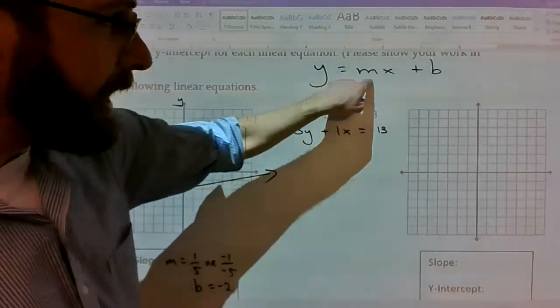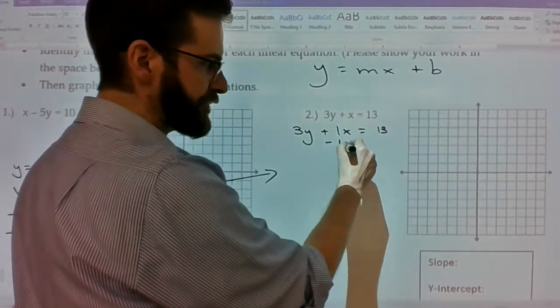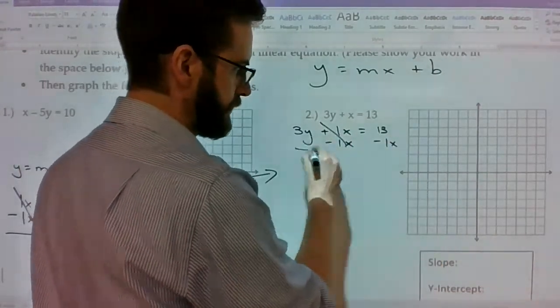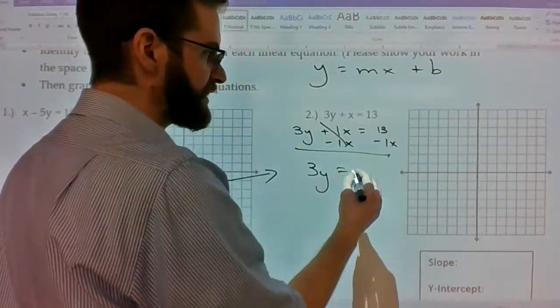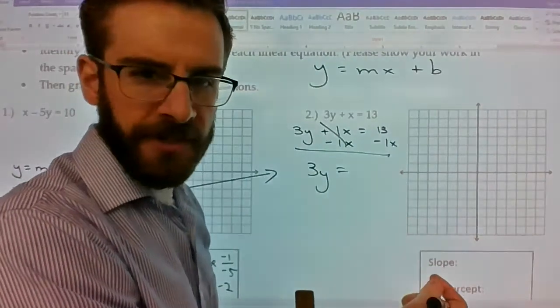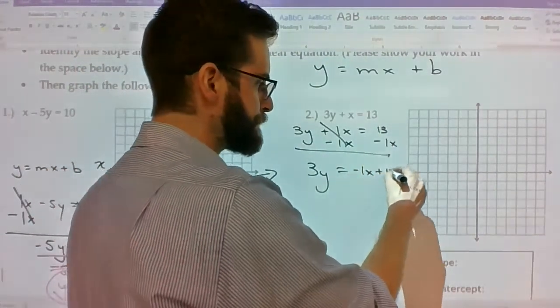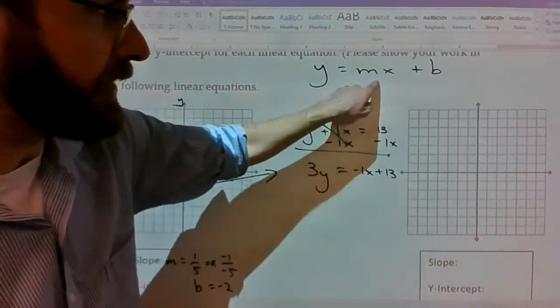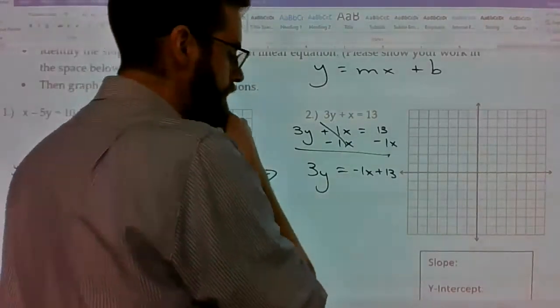I need to move the x term to the right, so since it's plus right here, I use subtraction, the opposite operation. Remember, solving equations chapter. 3y equals, and instead of writing it as 13 minus 1x, I think it'll make more sense to write it as negative 1x plus 13. So it looks just like that. The commutative property allows me to do that. All right.